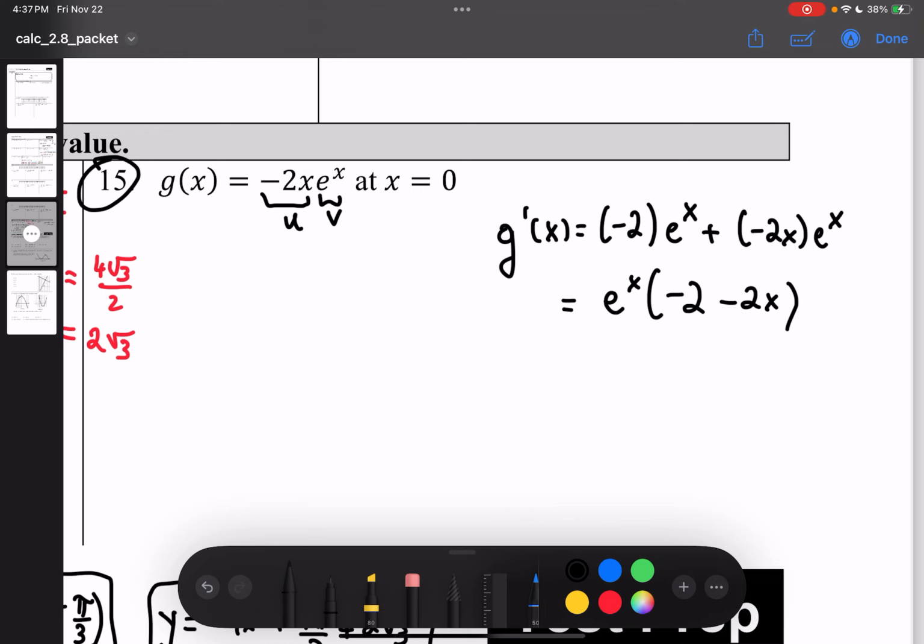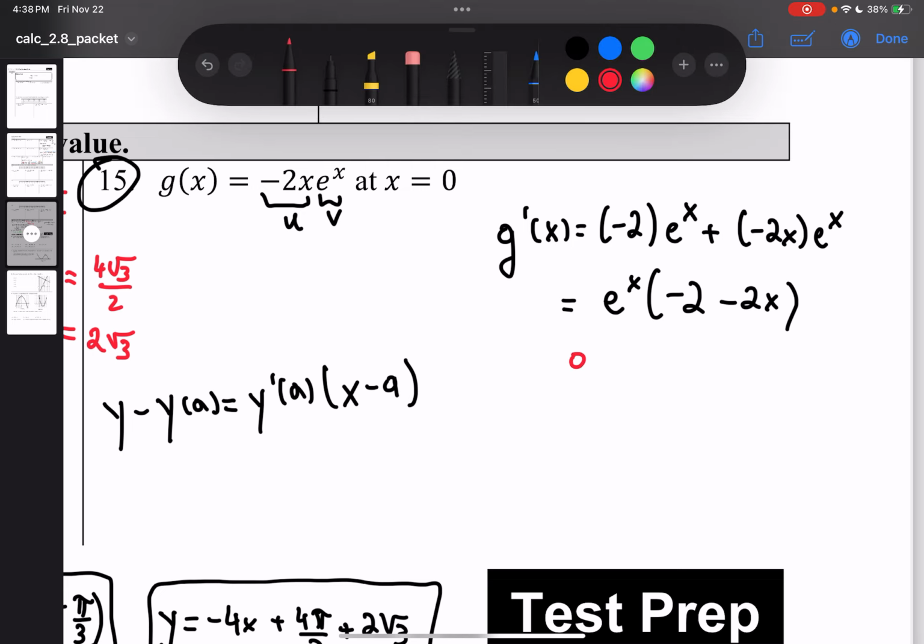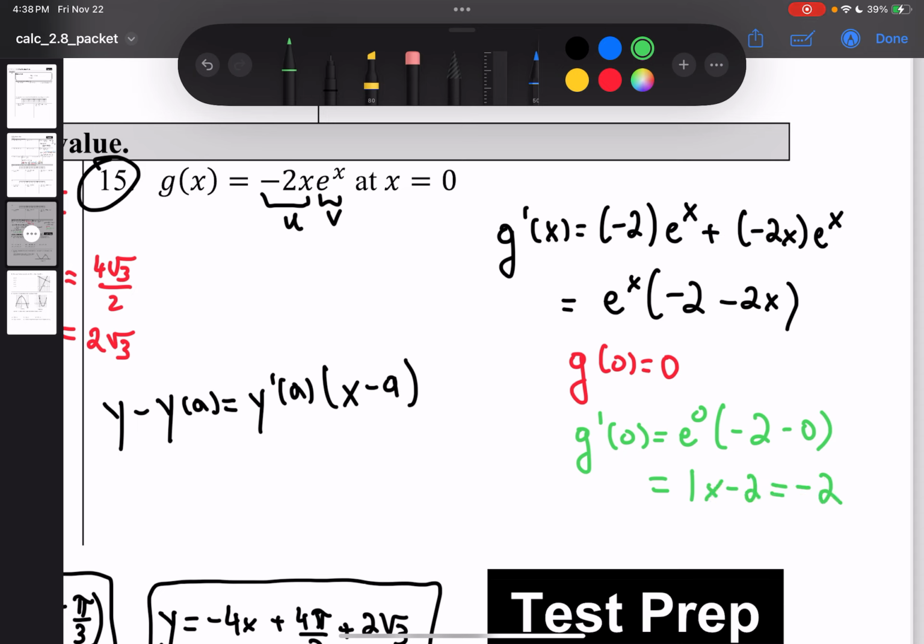Now, again, the equation of the tangent is y minus y of a equals y prime of a times x minus a. And lucky for us, the x that they gave us is basically 0, so it's very easy for us to find the values at such points. So now g of 0 is going to be 0, and g prime of 0 is basically e to the power of 0 times negative 2 minus 0. So 1 multiplied by negative 2, which is going to be negative 2.